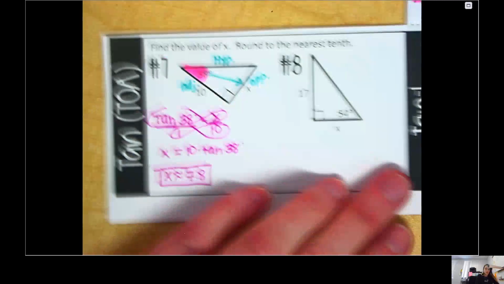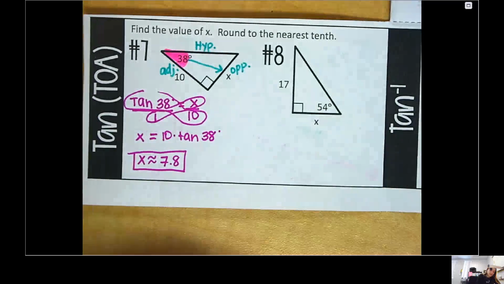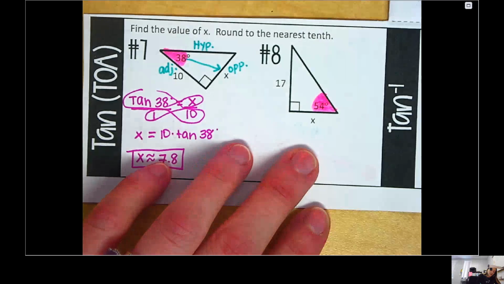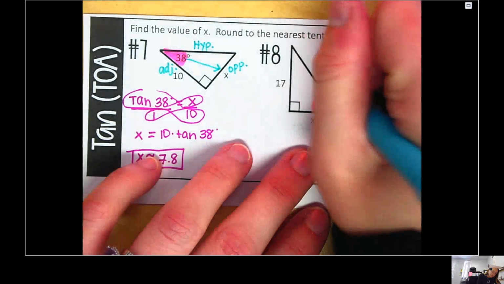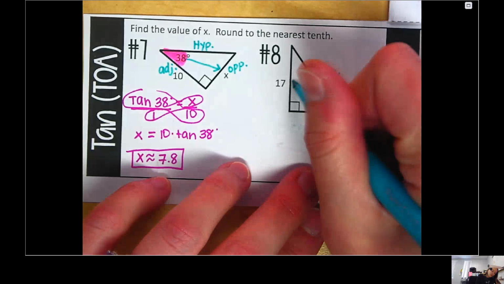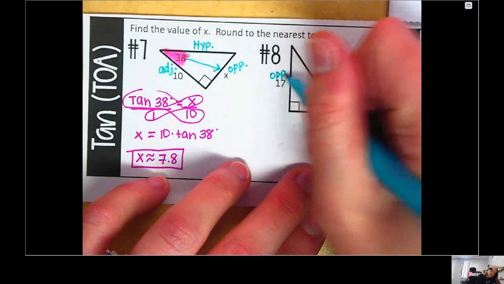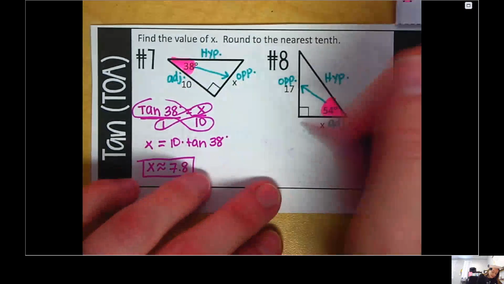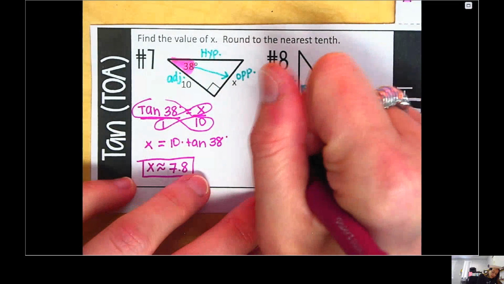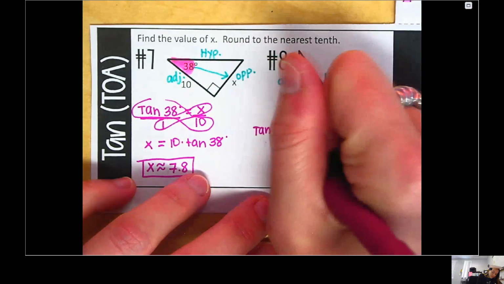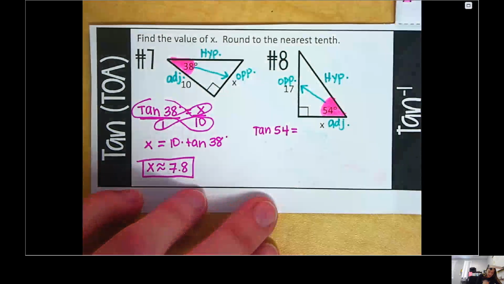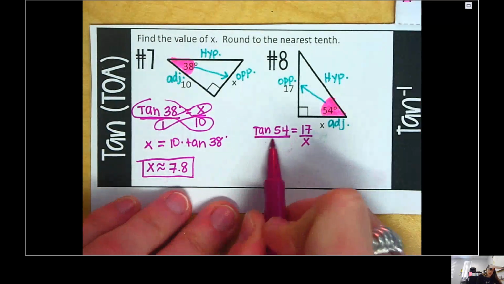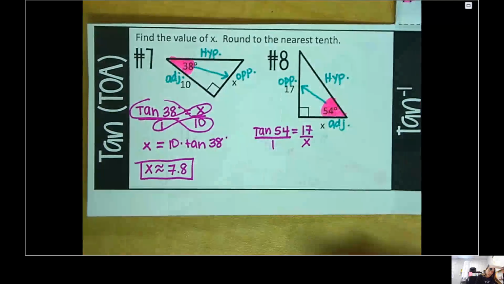Okay. Last one for the side lengths, same idea. Here is my reference angle. Hypotenuse is across from the 90. Opposite of the 54 is the 17. And adjacent is the x. So I set it up as tangent of 54 equals opposite over adjacent. So 17 over x. Put a 1 underneath, and then I cross multiply.